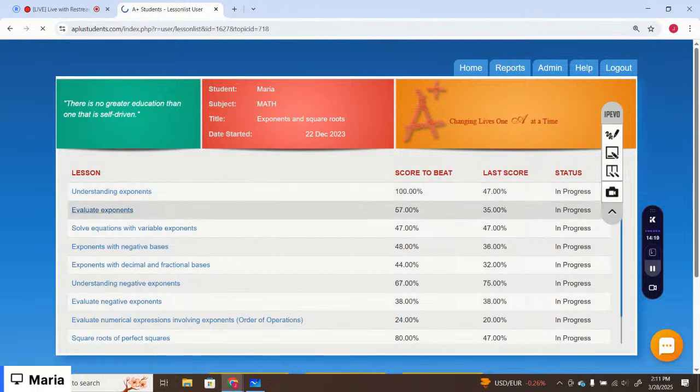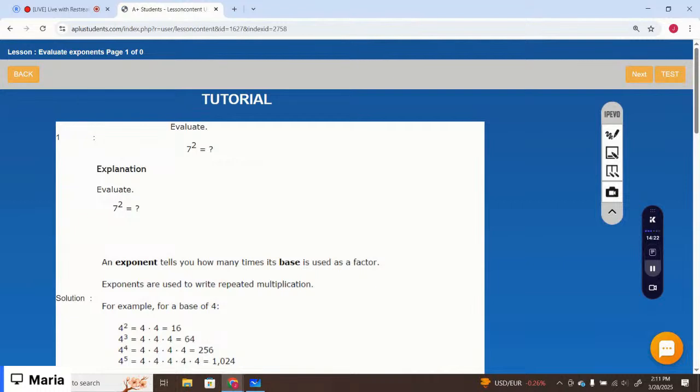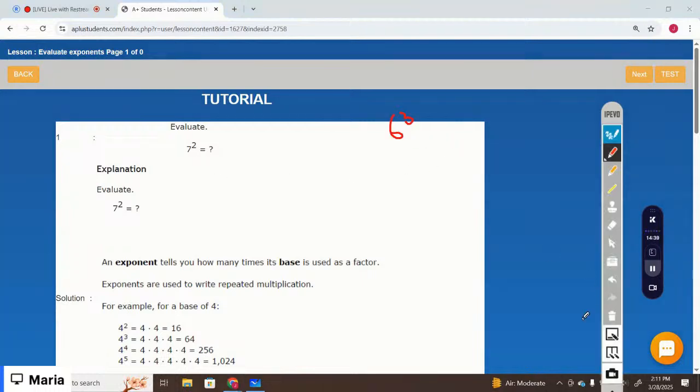The next lesson is evaluate exponents. Now we are given the exponent form, you have to evaluate 7 squared. So how do we write 7 squared? 7 squared means you are going to multiply 7 two times, that is 7 times 7. So 7 times 7 equals 49. That means 7 squared equals 49. Got it?